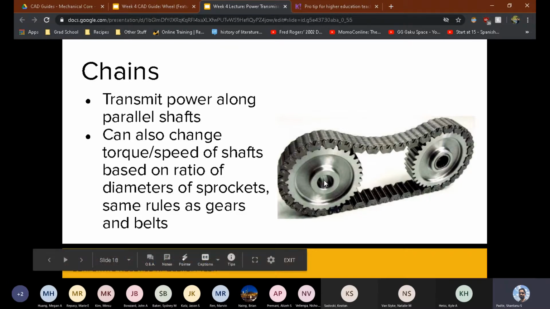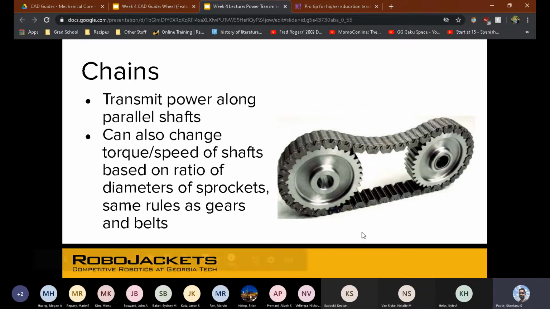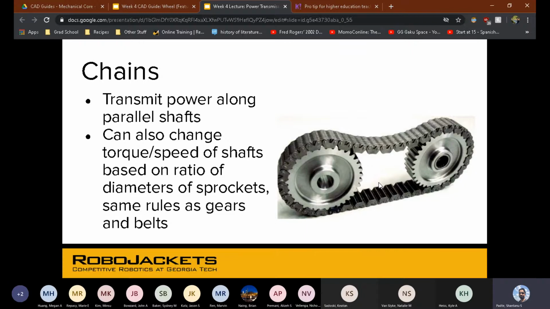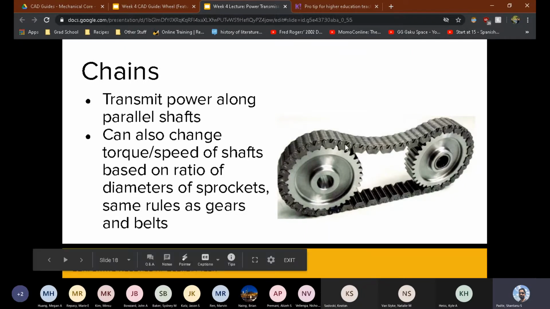So if this gear moves counterclockwise, this gear will also move counterclockwise. Whereas if you just connected the two gears together, one would be counterclockwise and the other would be clockwise. So it depends on how you want your parts to move.